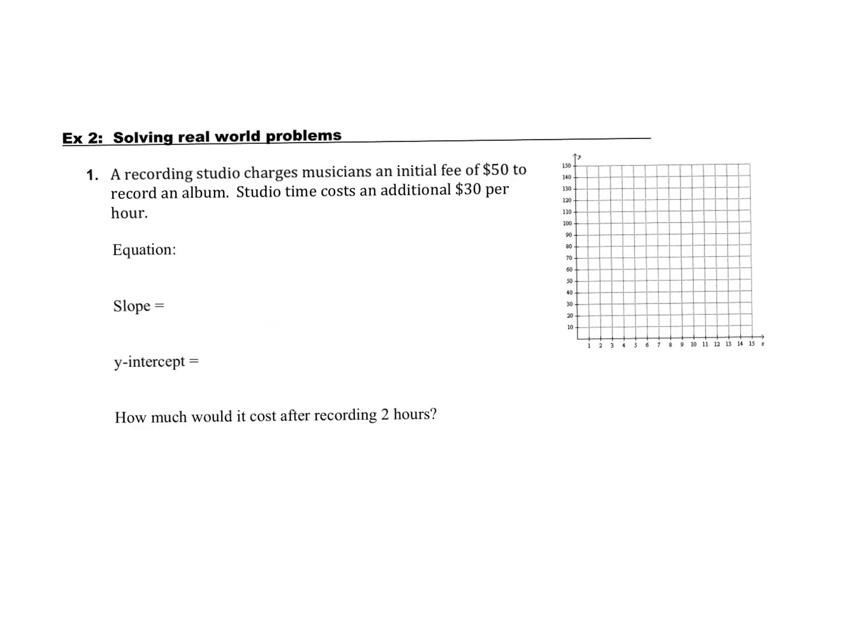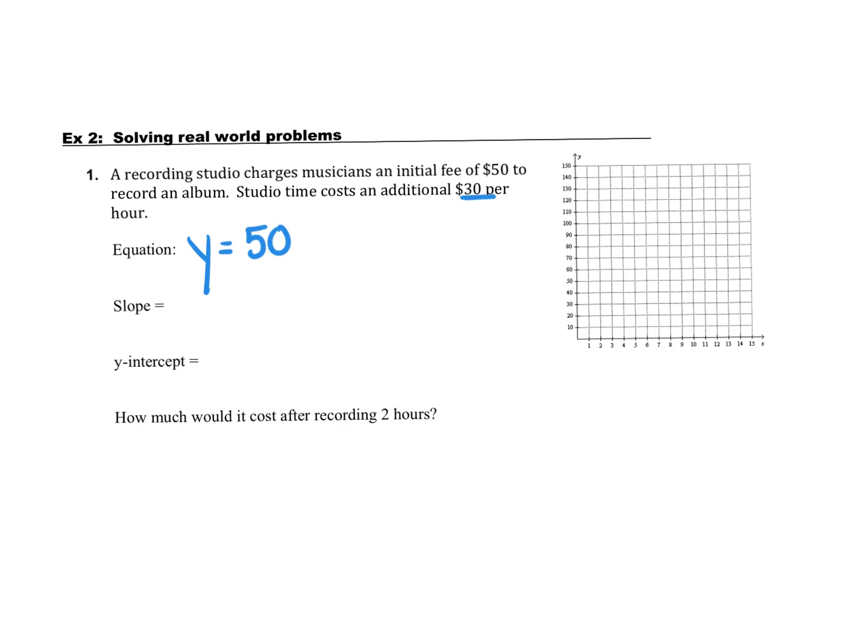All right, example number 2, solving real-world problems. It says a recording studio charges musicians an initial fee of $50 to record an album, and the studio time costs an additional $30 per hour. And you probably remember this scenario from a couple days ago. Well, remember we said that to write that equation, we're going to have y is equal to, and we're going to spend $50. We're just going to do that one time. That's the initial fee in order to record. And then they're going to charge $30 per hour.